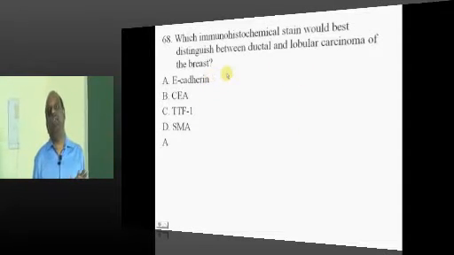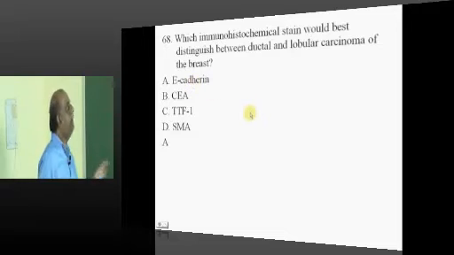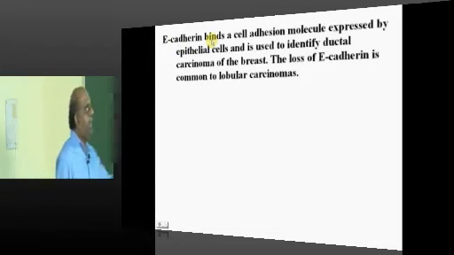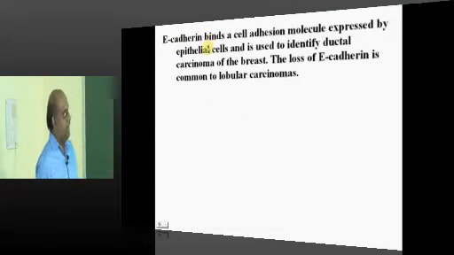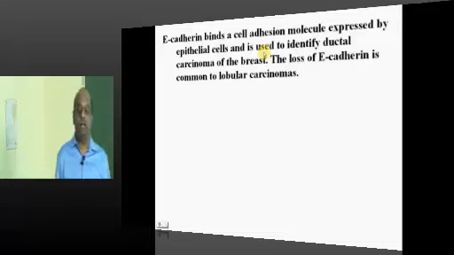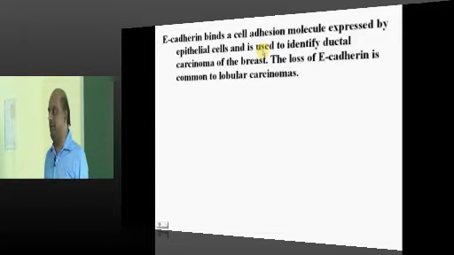Ductal and lobular carcinoma. What is the important marker? It is E-cadherin, which binds with the cell adhesion molecules that are expressed on the epithelial cells. That's the reason it is only present in the ductal carcinoma of the breast instead of lobular.